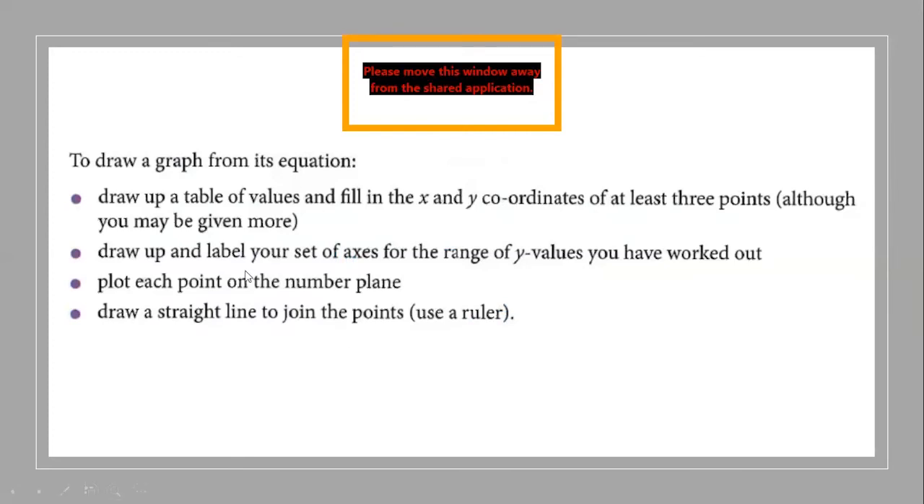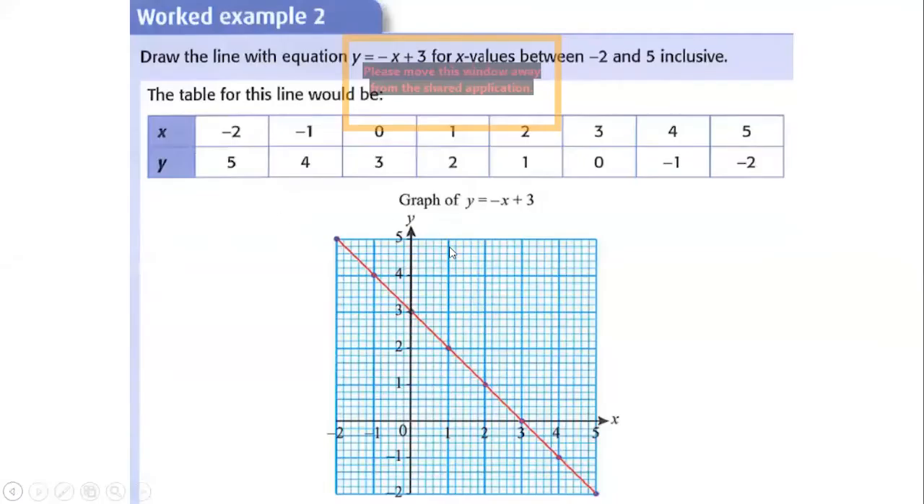Then draw up and label your set of axes for the range of y values you have worked out. What does this mean? For example, you fill the table here and you see that the values of x are changing from minus 2 up to 5.